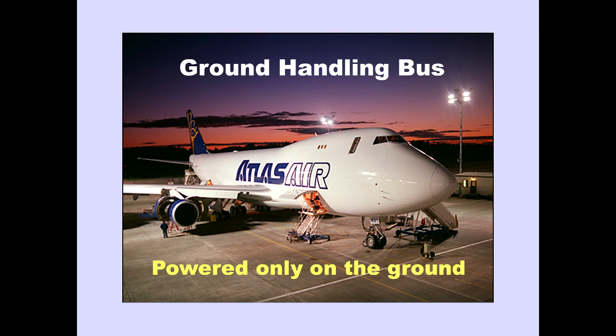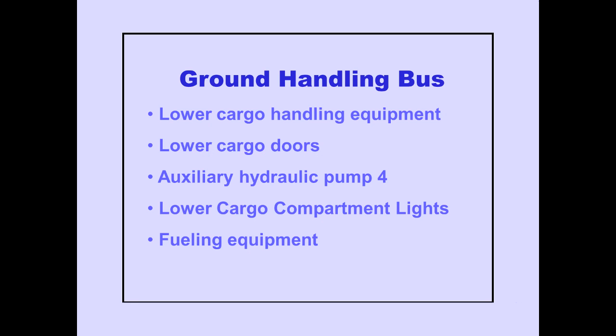Now let's discuss the ground handling bus. The ground handling bus is only powered when the airplane is on the ground. The ground handling bus provides power for lower cargo handling equipment, lower cargo doors, auxiliary hydraulic pump 4, lower cargo compartment lights, and fueling equipment.